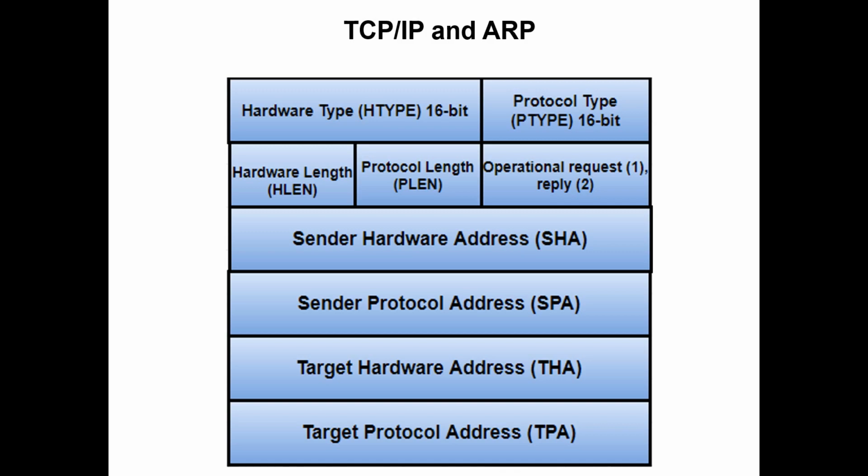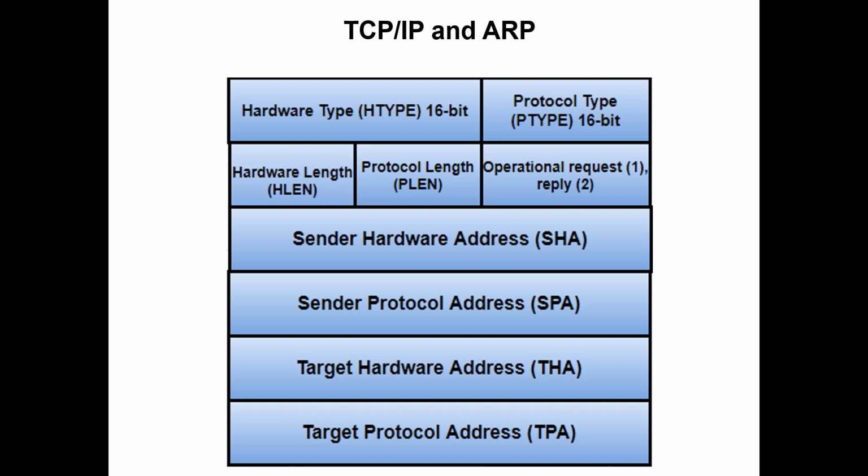Next is sender hardware address. This field is reserved for the layer 2 address or MAC address of the device sending the message. Next is sender protocol address. This field is reserved for the protocol address or IP address of the device sending the message. Next is target hardware address. This field is reserved for the layer 2 address or MAC address of the intended receiver. This field is ignored in requests. Next is target protocol address. This field is reserved for the protocol address or IP address of the intended receiver.